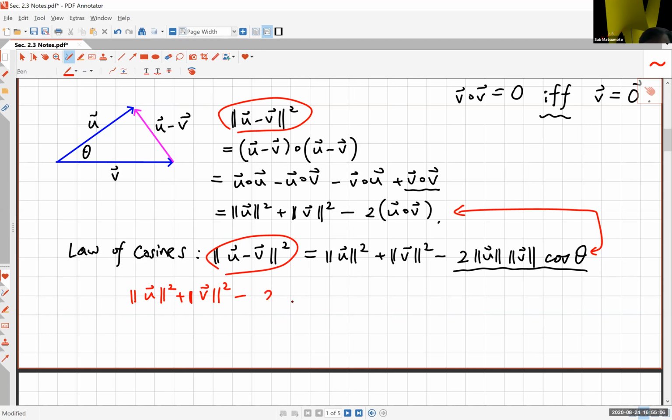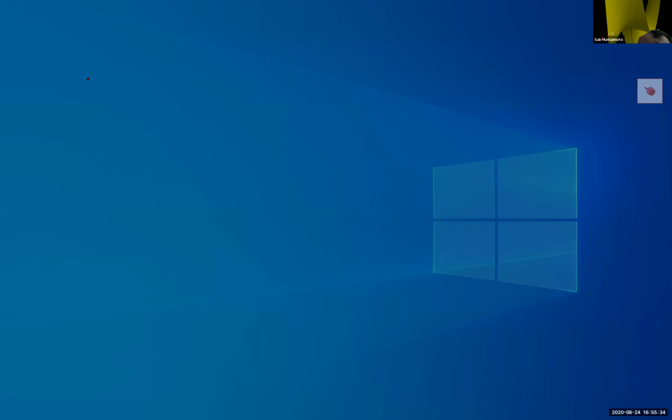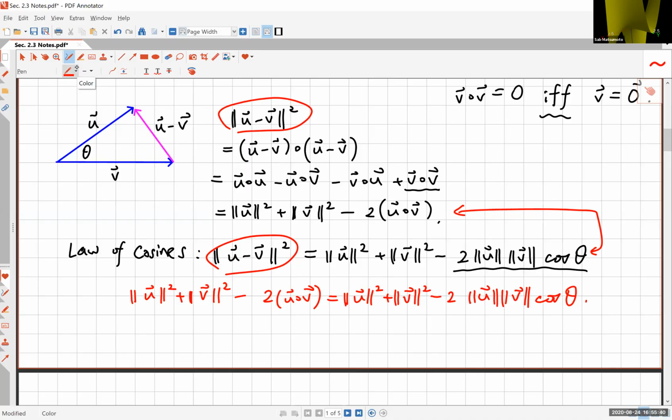All right, so on the one side I have the norm of u squared plus the norm of v squared minus 2 times the dot product. That is equal to the norm of u squared plus the norm of v squared minus 2 the norm of u, the norm of v, cosine of theta, okay? Now, one of the nicest things about mathematics is when things cancel, because what seems to be so ugly can become something so beautiful, right? And so, I like to use different colors.